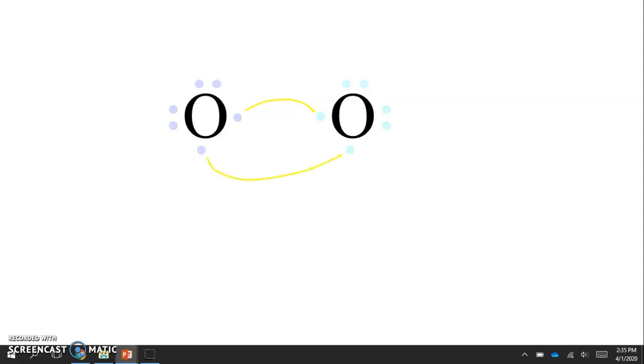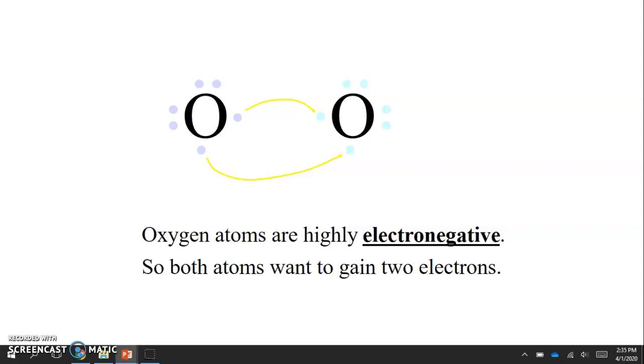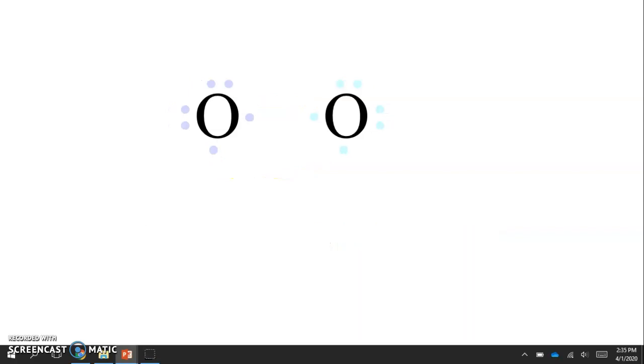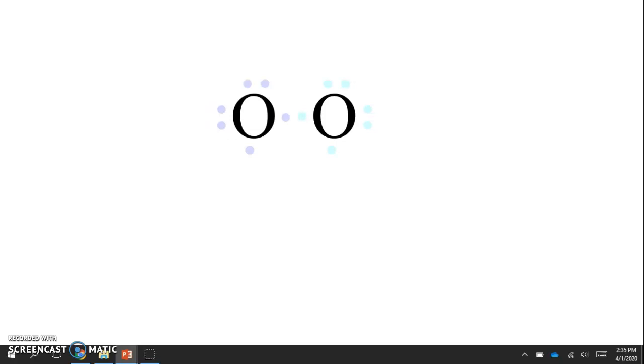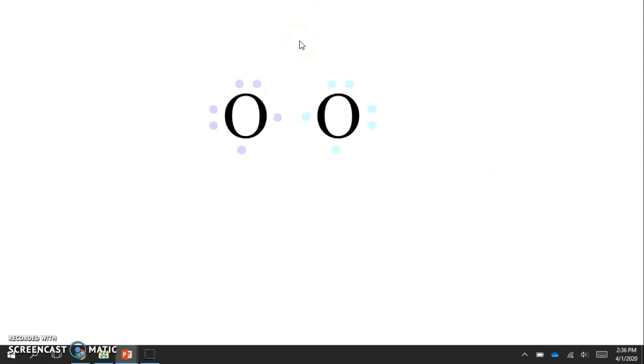Okay, so we're going to make these covalent bonds. Okay, oxygen atoms are highly electronegative, so they do want electrons. Okay, so these guys are going to come together just like our chlorine did, and boom, they are going to share their electrons. Okay, so both of these electron pairs are shared now. Now, see what happened here. We had our electrons on each of our oxygens kind of shift around a little bit, and now they're sharing their pairs in the middle. Okay, so their pairs are being shared in the middle.